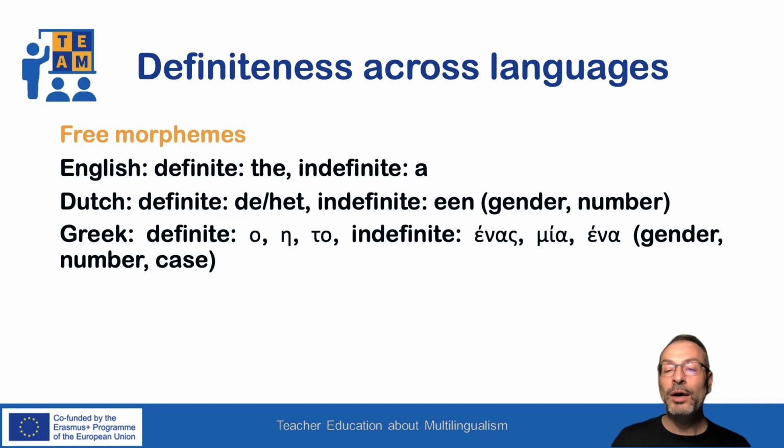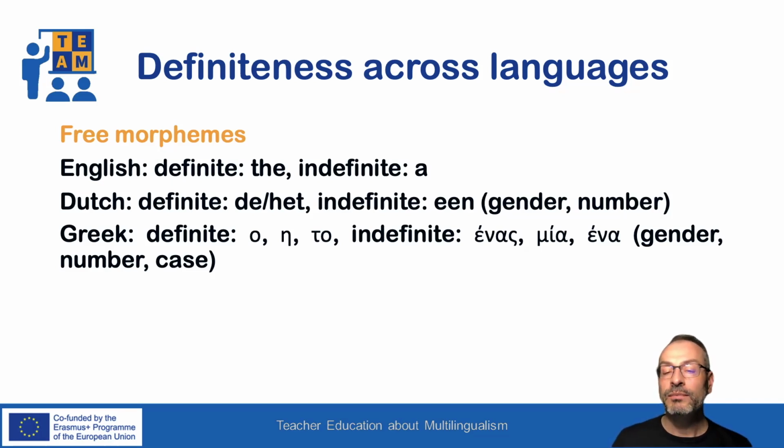If we focus on languages that mark definiteness with free morphemes, definite and indefinite articles, in some languages, the same form of definite and indefinite article can be used all the time, like in English. The is used for both singular and plural. The bird, the birds. However, in some other languages, there are different forms of definite and indefinite articles depending on the gender of the noun, the number, if it is the singular or the plural, or the case of the noun phrase.